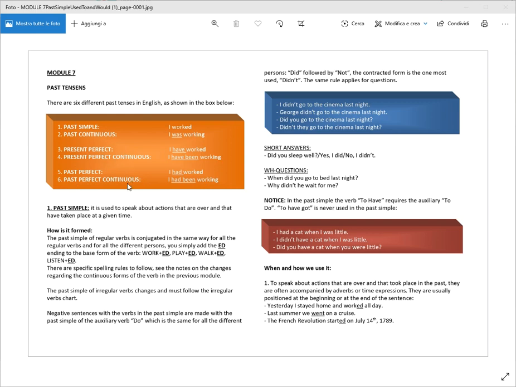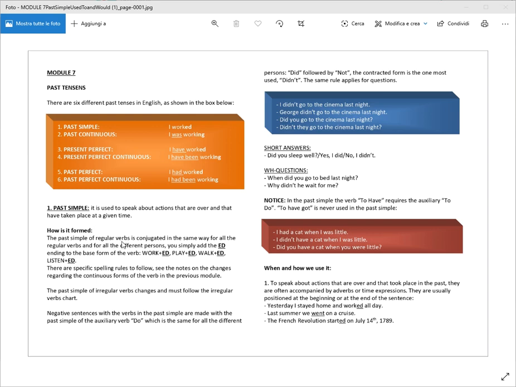But in this video lesson, we will focus on the past simple and used to and would, as we will see. Now, as far as the past simple is concerned, we must say right from the start that it is used to speak about actions that are over and that have taken place at a given time. How do we form the past simple? Very easily.